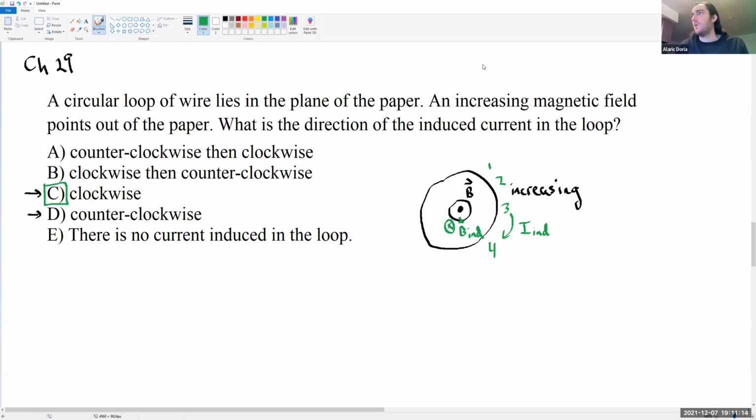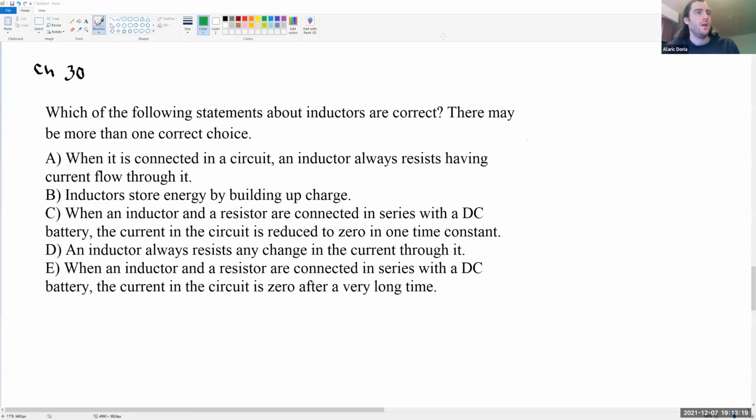Okay, so we'll be back with the next question in just a moment. Okay, this is our first question in chapter 30 now.